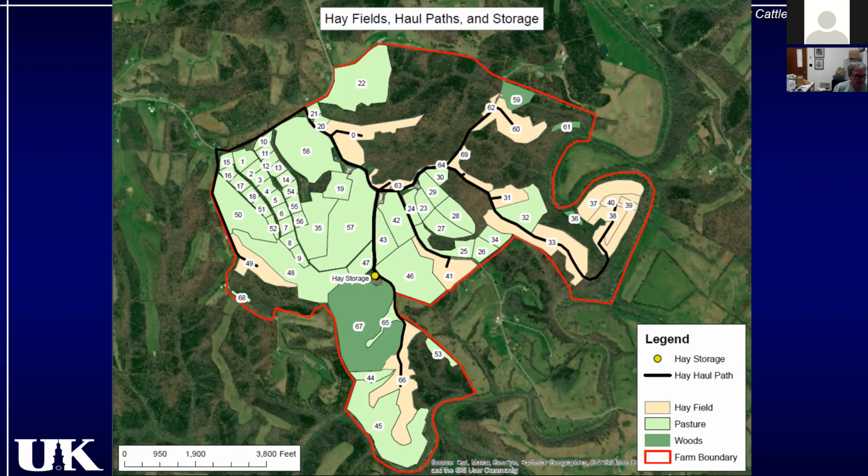Maps allow me, again, to look at a farm from a different perspective, a different view. In this case, we're looking from the top down, okay? The farm boundary is outlined in red. The green areas are pastures. You can see some of the areas that aren't colored are wooded areas, woods. The beige is basically hay fields. You can see some black lines in there for roads, okay?